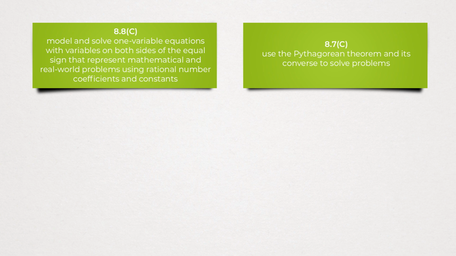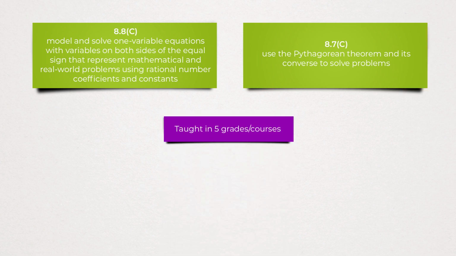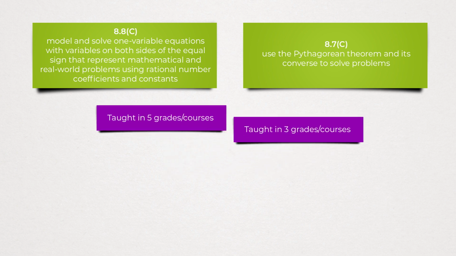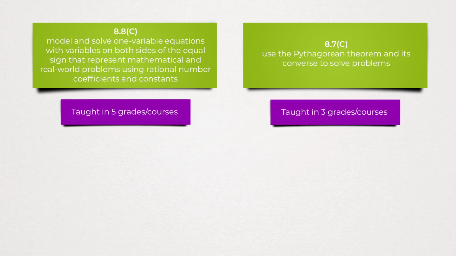Let's say we're considering both of these 8th grade math standards to choose from as learning goals. One has to do with equations and inequalities, and the other is everyone's favorite, the Pythagorean theorem. One of these standards is taught in 5 grades or courses, and the other is taught in 3 grades or courses. Which is which? How'd you do? Let's try another one.